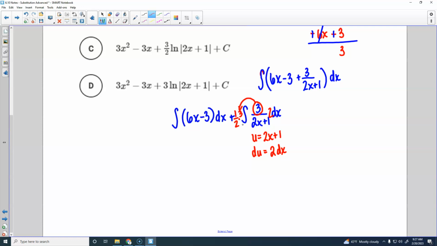Yes. And so this part right here is my u. This part right here is my du. Again, I'm leaving this alone because technically you should integrate these at the same time if you're just going to use a single plus c on the end. So we've got 3/2 integral of 1 over u du.